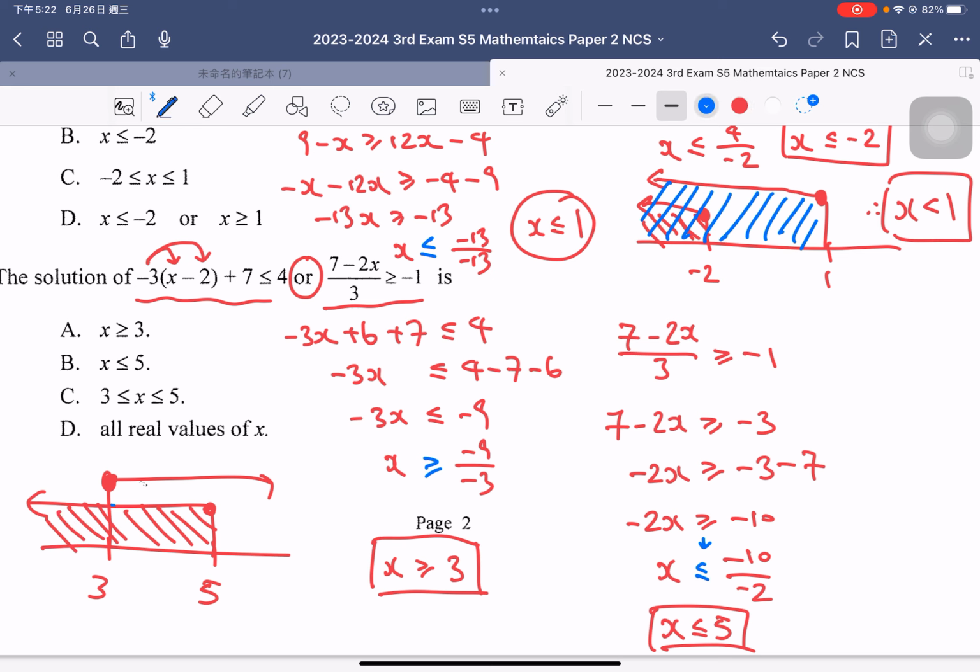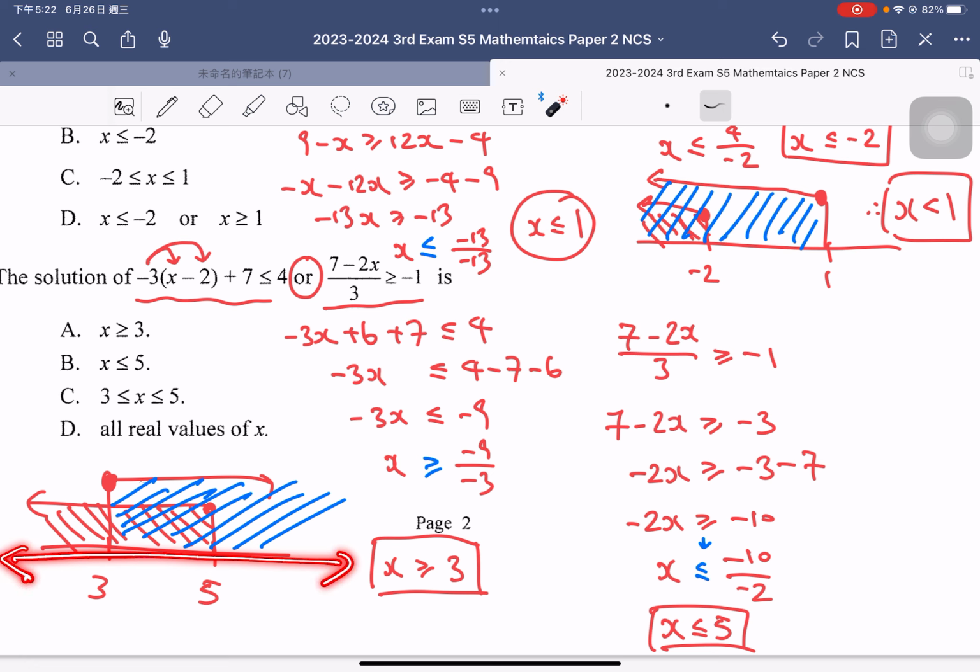And then for the second part is this one. You can see from here, there's no boundary for this part, and there's no boundary on the right-hand side as well, which means that all of the x is going to satisfy my inequality. So the answer should be D, all real values of x.